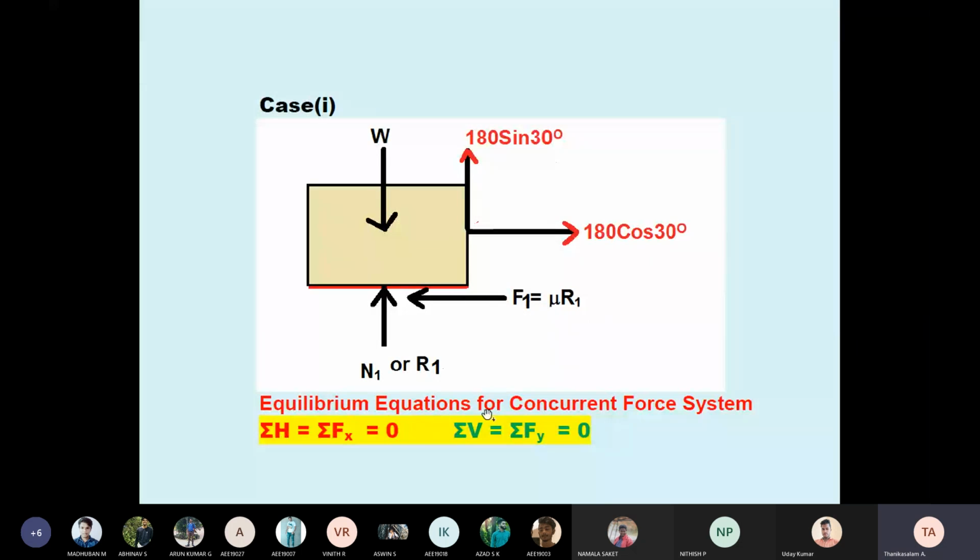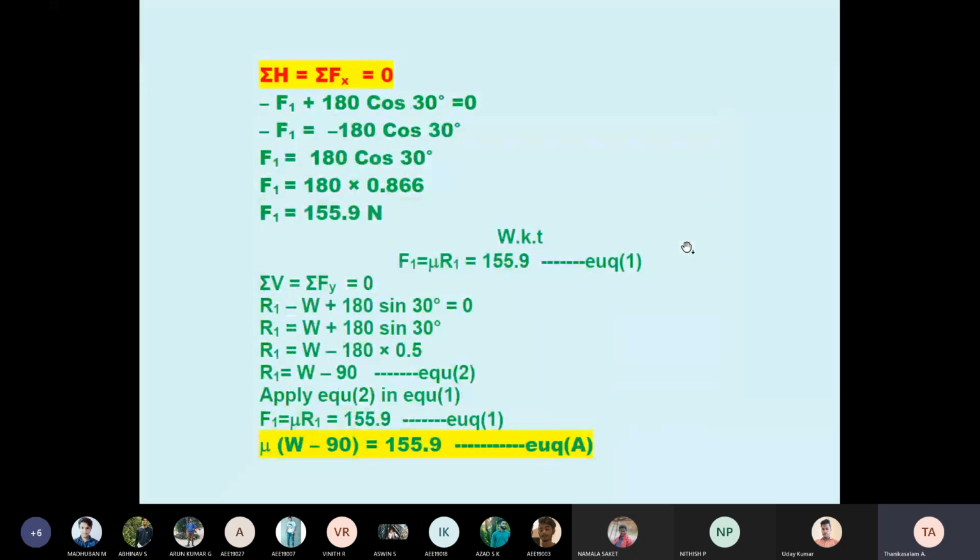So now applying equilibrium equations. I am applying summation Fx = 0. What are the horizontal forces? Minus F1 plus 180 cos 30 equal to 0. I have to write the equilibrium equations first. Then the 180 cos 30 goes to the right side as minus 180 cos 30. Therefore, F1 equal to 180 cos 30. Therefore, F1 equal to 155.9 Newton.